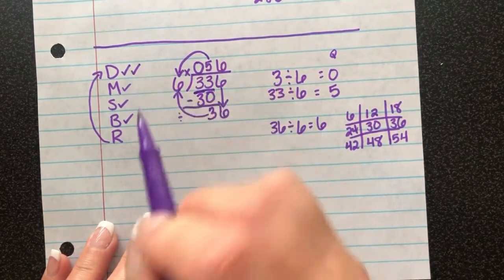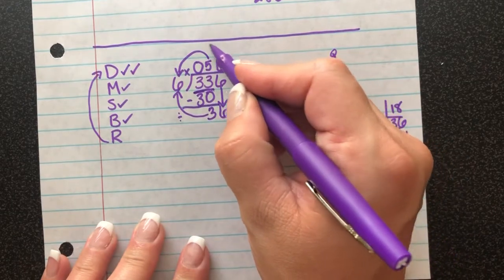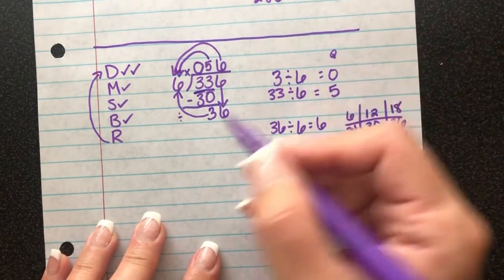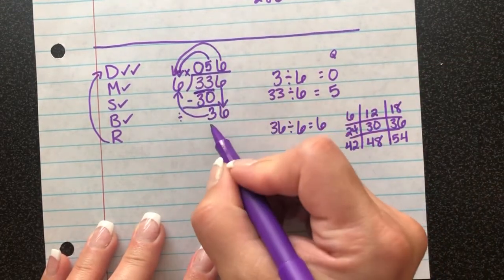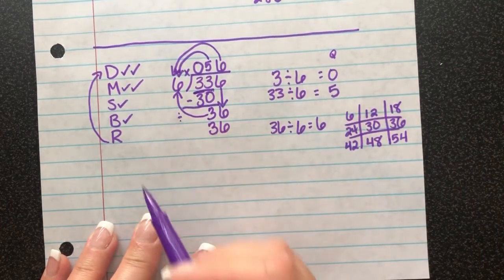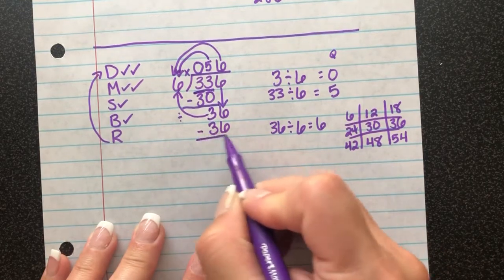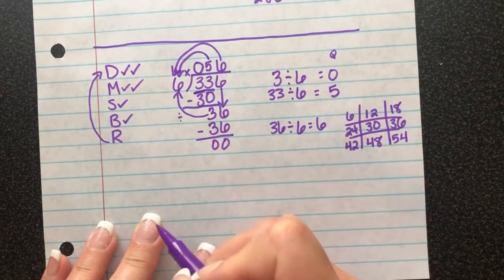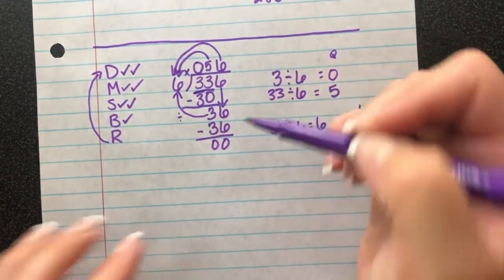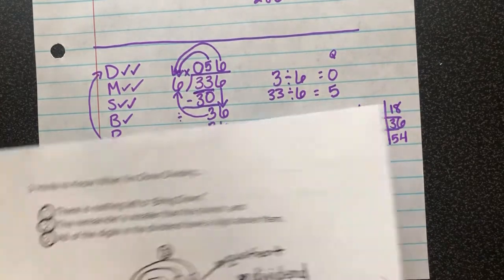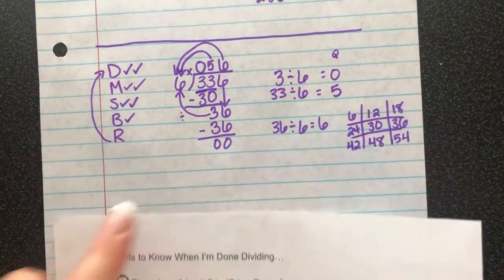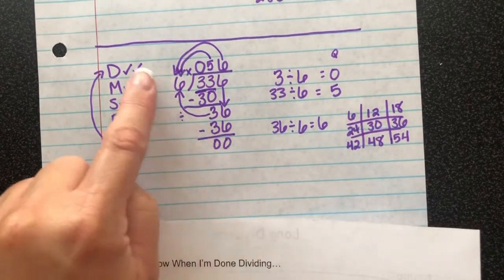And I've divided again. Next step is to multiply. So I'm going to take this 6 and multiply it by this 6, which we just said was 36. The 36 that I get from multiplying goes down here under the 36 that was left over. Now we need to subtract. So I'm going to subtract 36 minus 36, which is 0. Now I've got nothing left to bring down here. That's my first clue. Second clue, the remainder is smaller than the divisor. Is it? Yes, it is. 0 is less than 6.